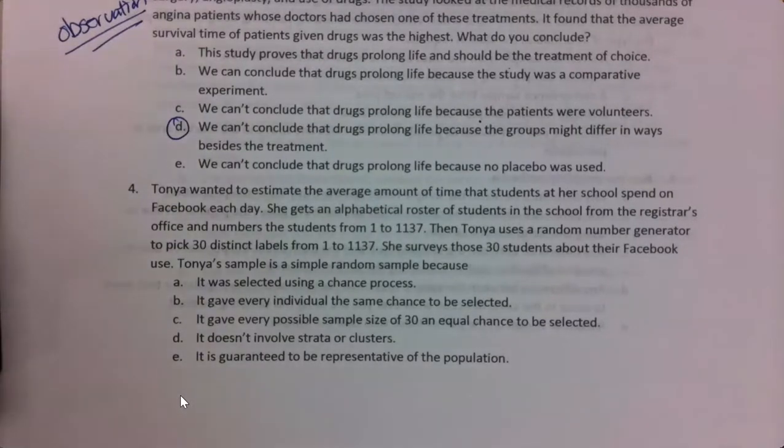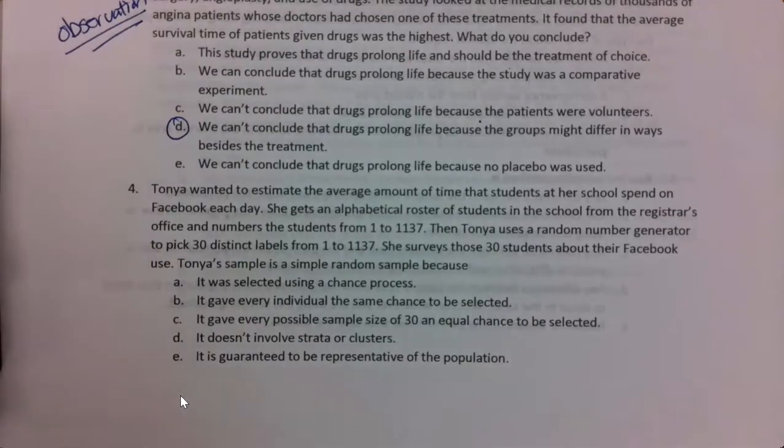Tanya's sample is a simple random sample because our choices are: B, it was selected using a chance process. It gave every individual the same chance to be selected. C, it gave every possible sample size of 30 an equal chance to be selected. D, it doesn't involve strata or clusters. Or E, it's guaranteed to be representative of the population.